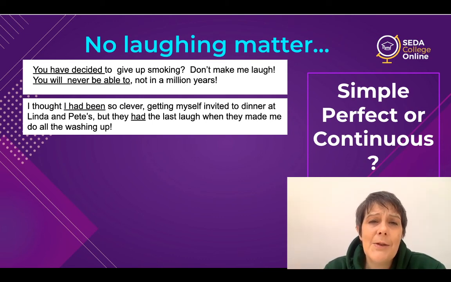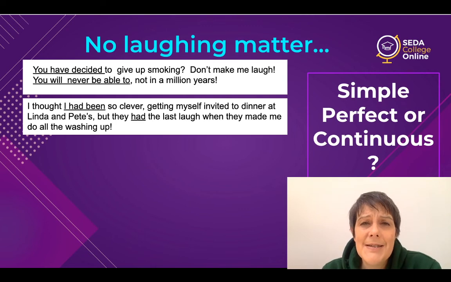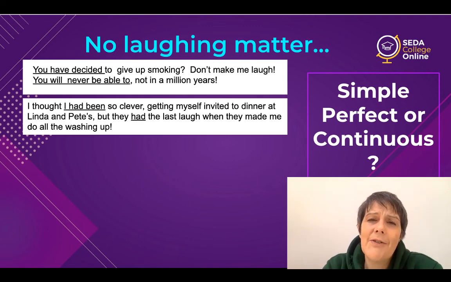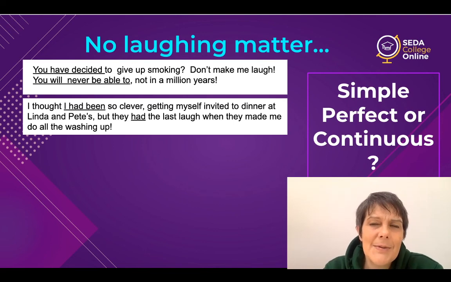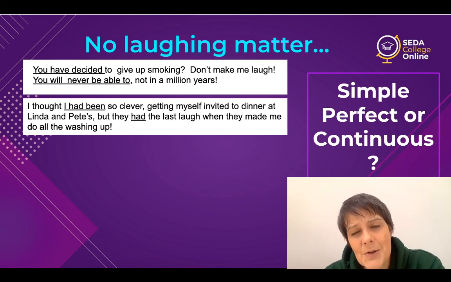So basically, he thought he was clever. He went to dinner and they told him he was washing up. And now he realizes he's not clever. So you have two distinct different time periods in the past. And then they had the last laugh, past simple, because that happened in the more recent past, in the first past. So first he thought he was clever, then they told him to do the washing up.